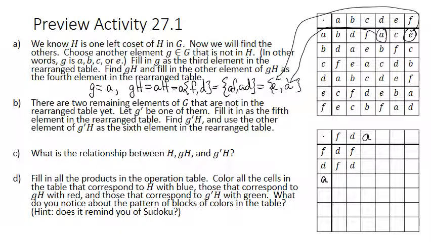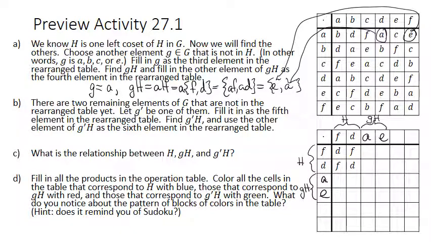Okay, so I'm going to get E and A, and so my other element for the 4th element in the table is going to be E. Okay, so that's my second coset there. This coset was H, and this was gH, and then this over here is also H and gH.